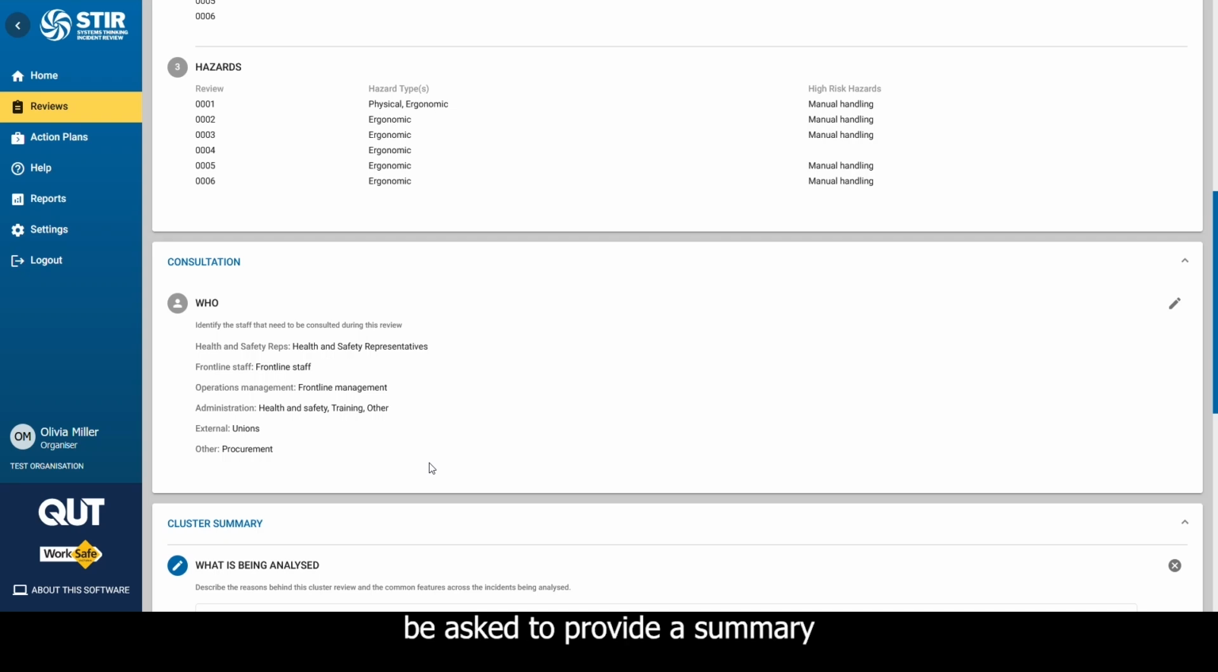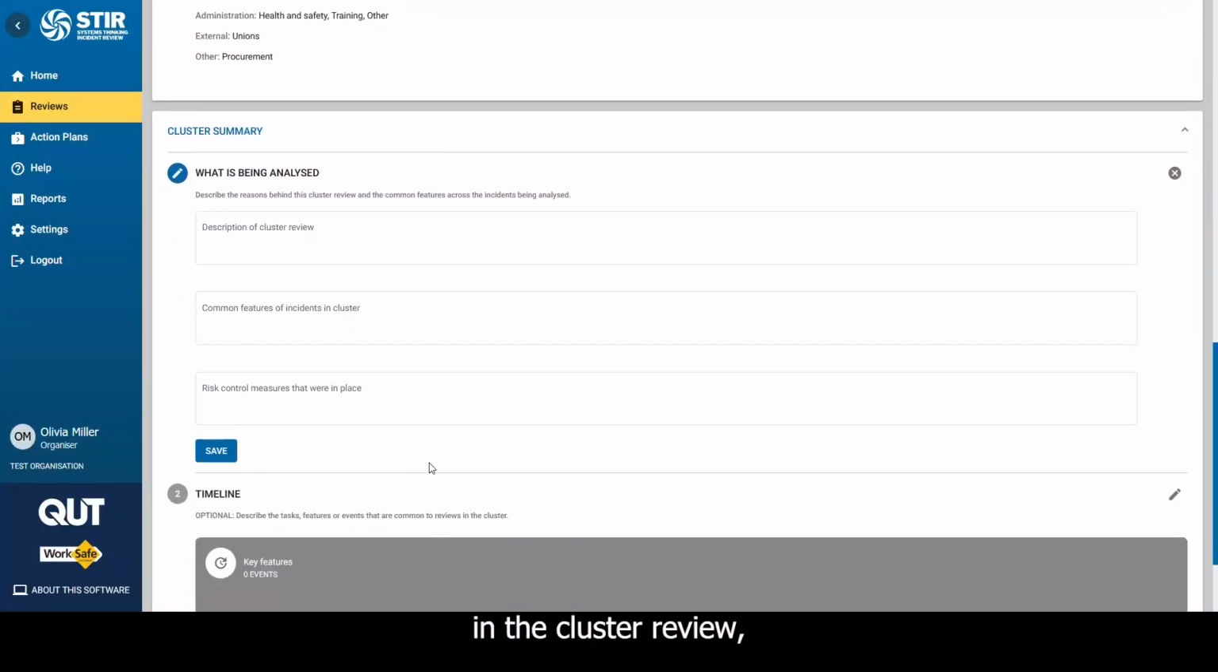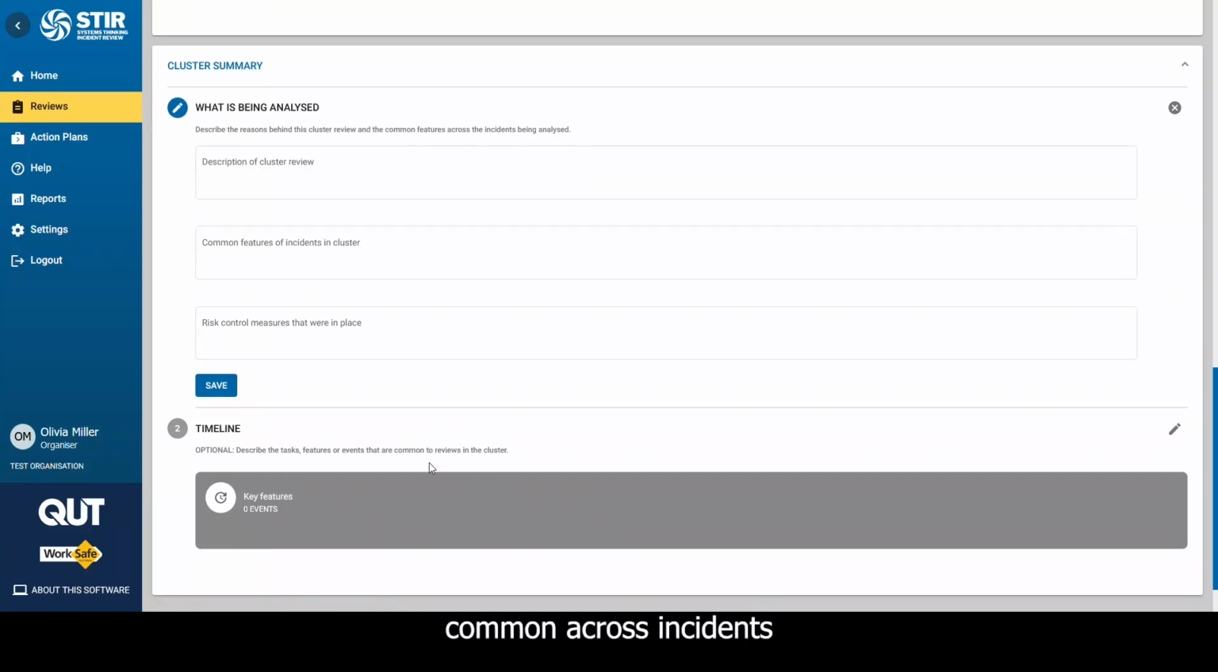Next, you will be asked to provide a summary of what is being analysed in the cluster review, including features common across incidents and the risk control measures that were in place. Before completing this step, it is recommended that you go back and read the incident summaries of each incident included in the cluster. This will help you write an accurate cluster summary and identify the common contributing factors across incidents.